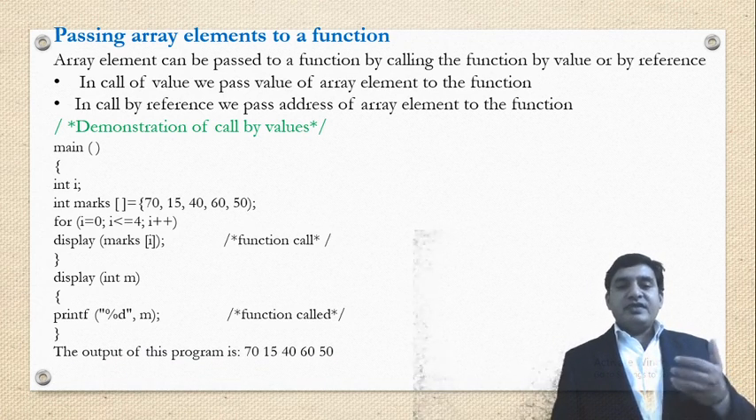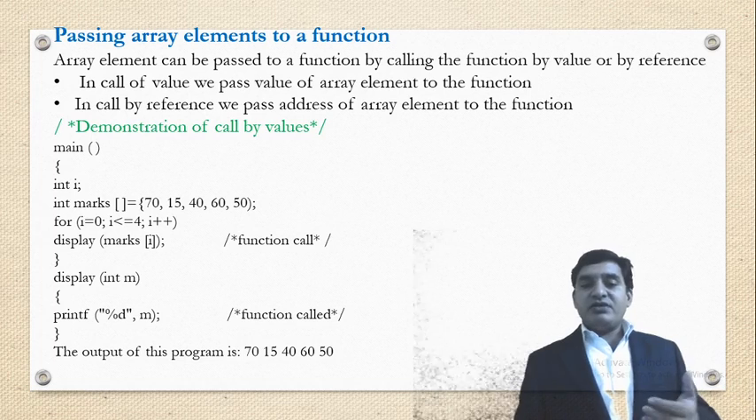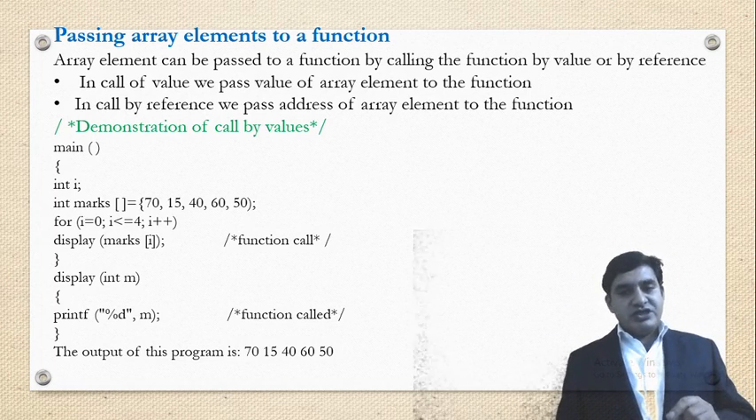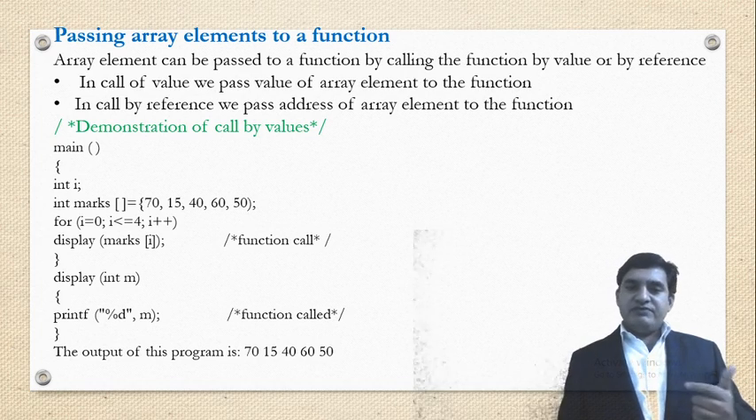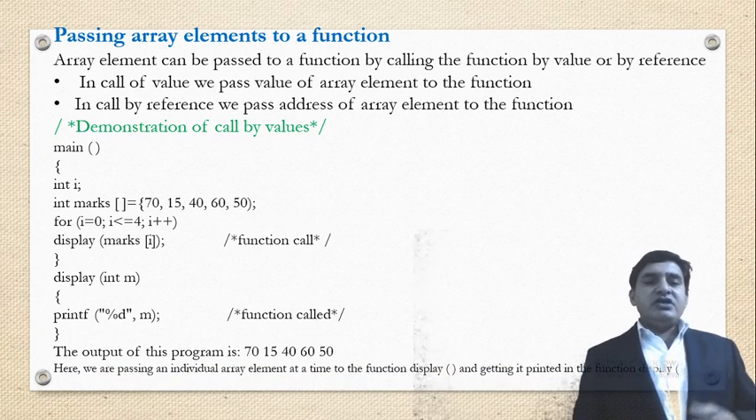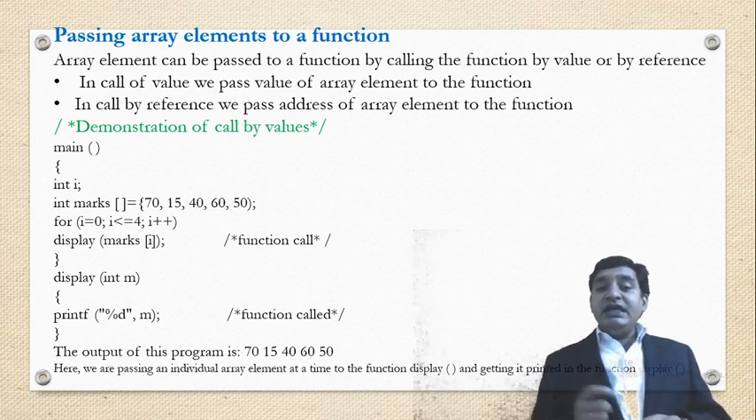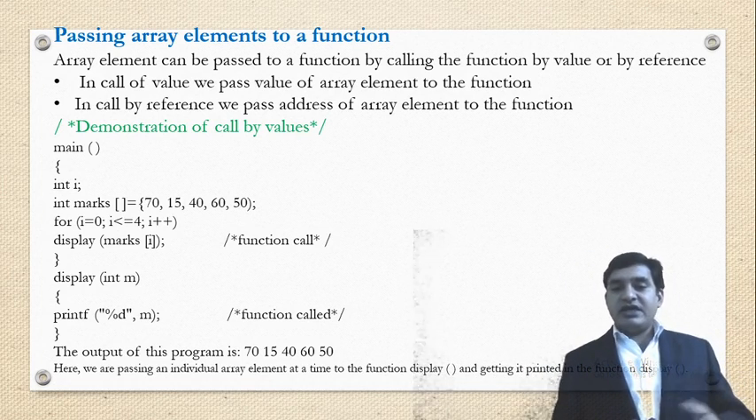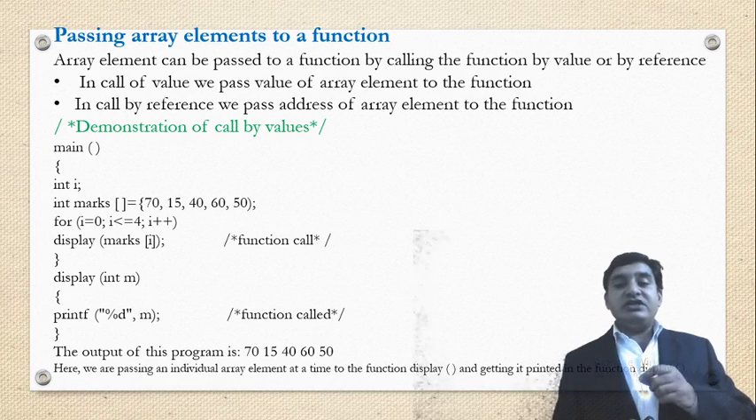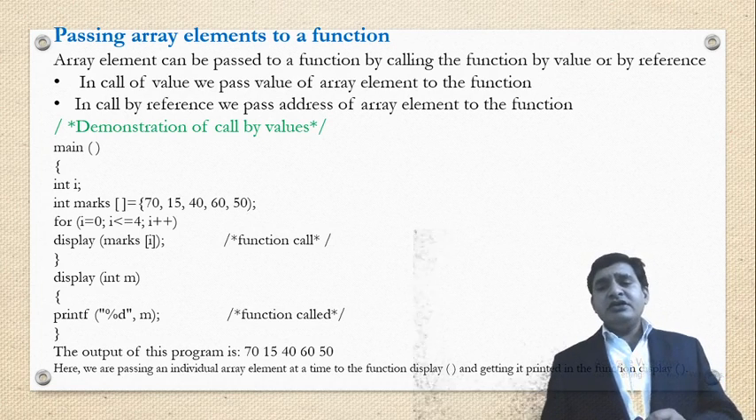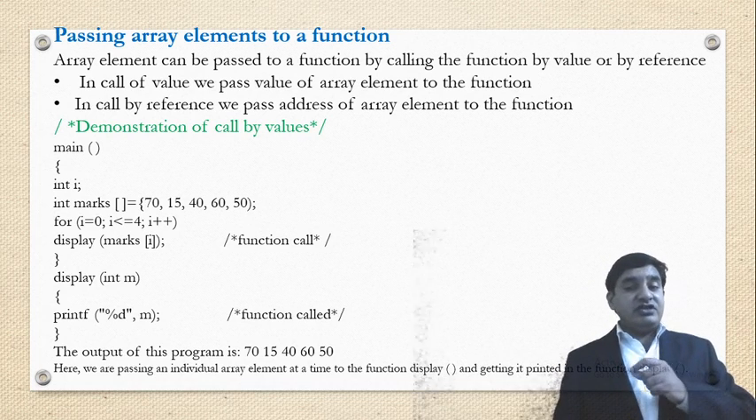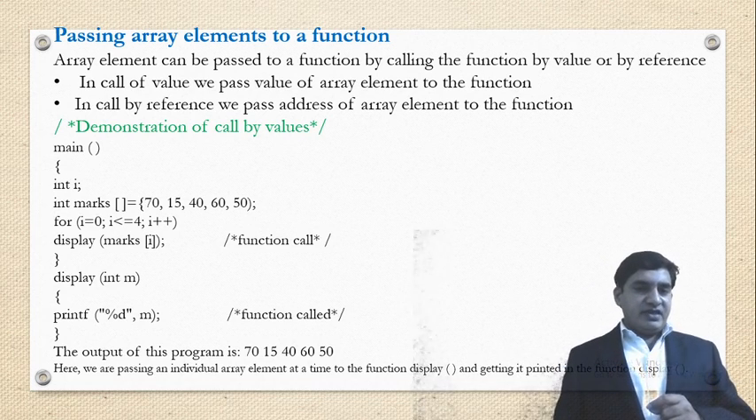The output of the program is 70, 15, 40, 60 and 50. Here we are passing an individual array element at a time to the function display, and getting it printed in the function display.